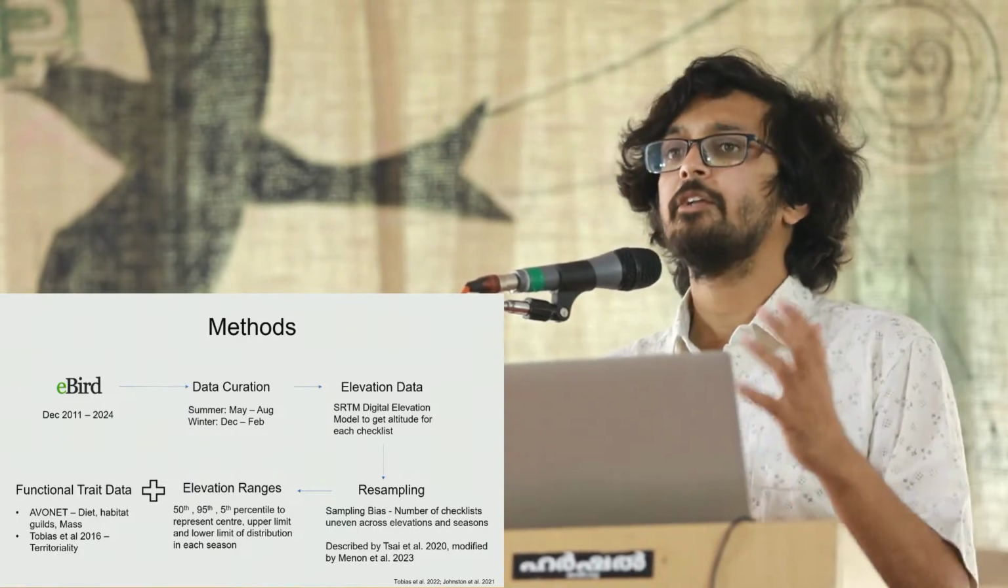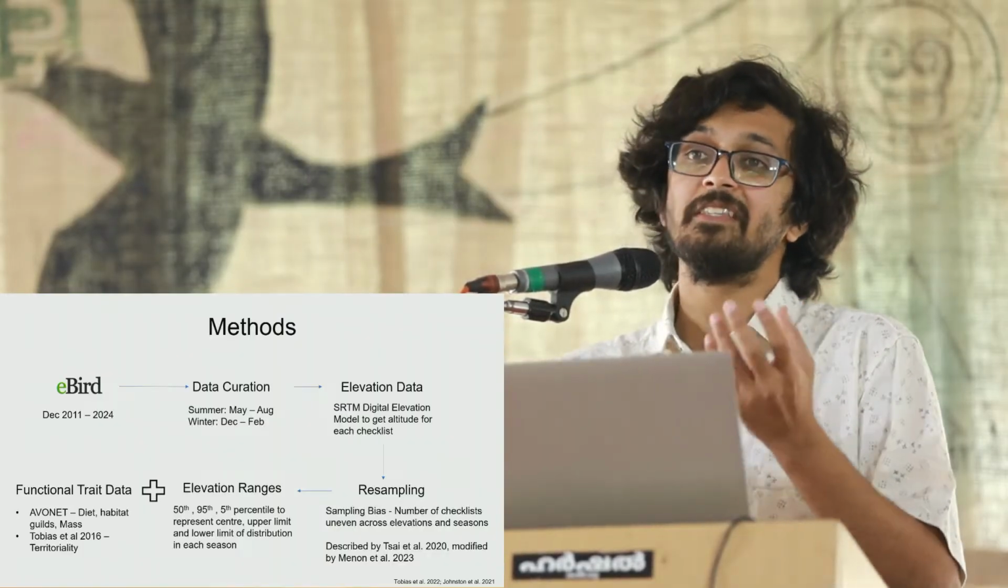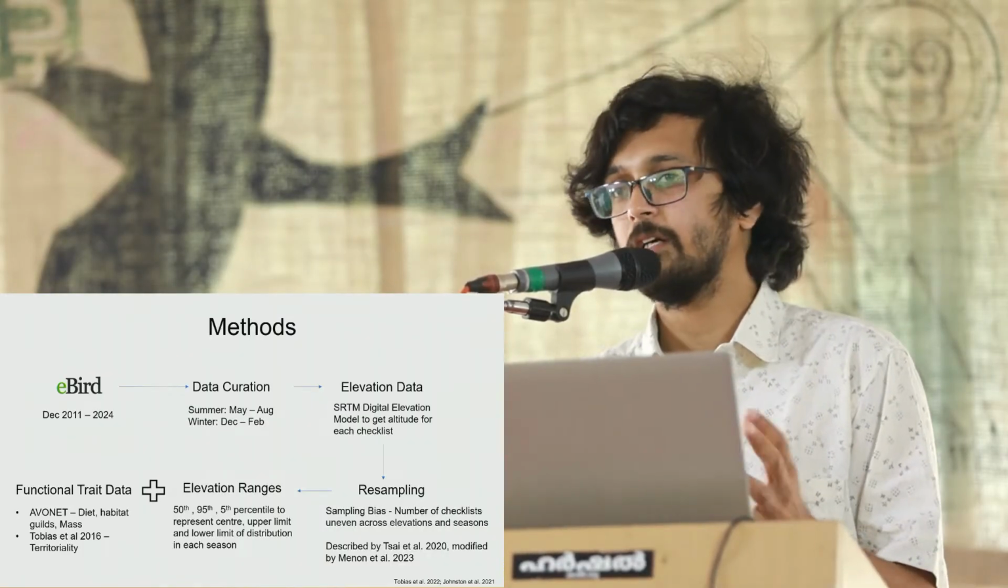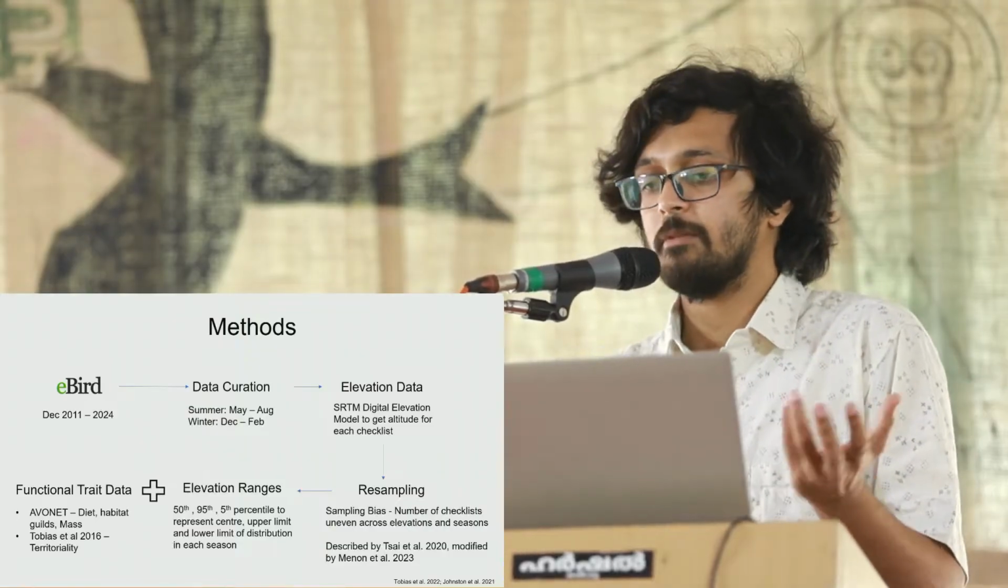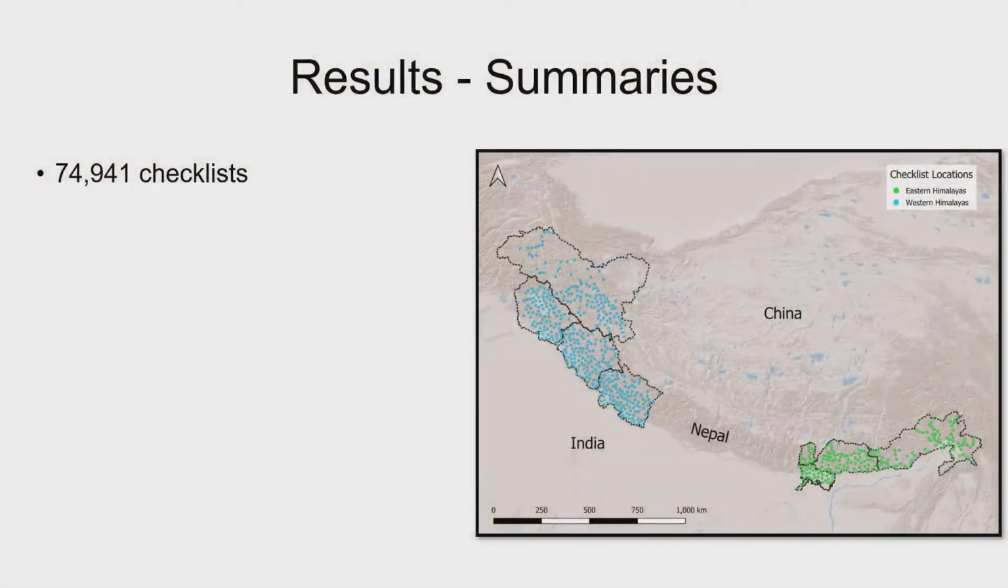And then I tried to look at different traits: if insectivores show a certain migration pattern, if larger birds show a certain migration pattern, these kinds of things I tried to understand with the eBird data. So just some summaries here. After all the cleaning up that I had to do, we had a total of 75,000 checklists. Out of that, about 20,000 were from the eastern Himalayas and 55,000 were from the western Himalayas.